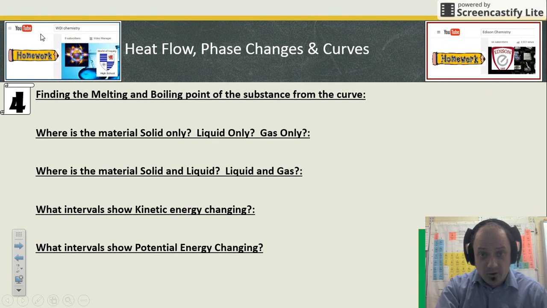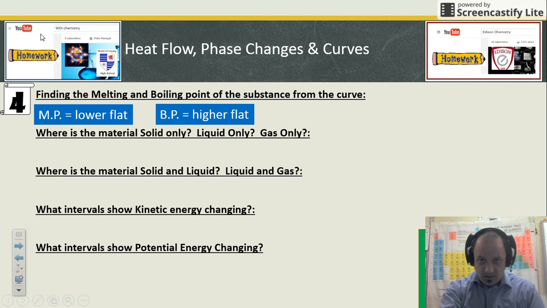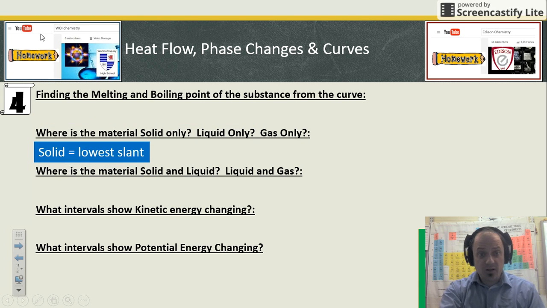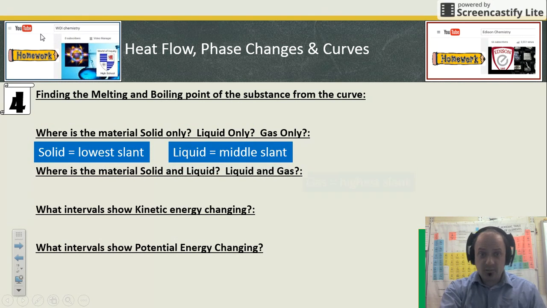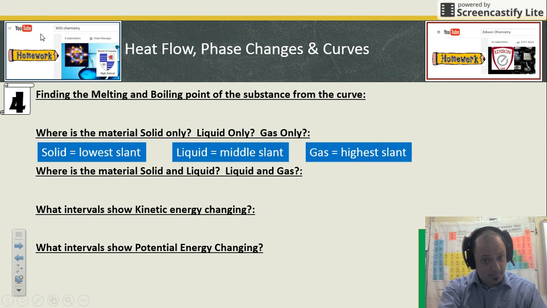Let's find our values from the curve. So the melting point is the lower flat. The boiling point is the higher flat. Period. End of story. Memorize it. Where are we only a solid? In the lowest slant. Liquid, middle slant. Gas, highest slant. Okay, so these are the only phases of matter present in the slants. Solid, liquid, gas. Depending on which slant you're looking at, a different phase of matter.